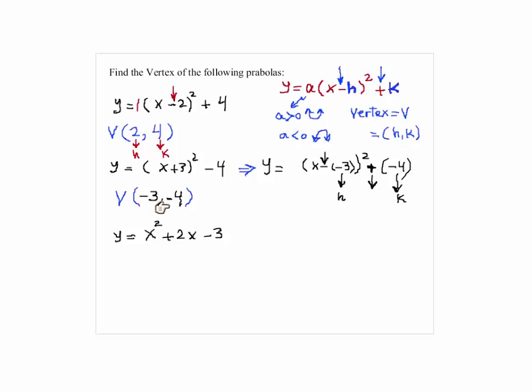Now, how do you find the vertex for the third one? Third one is not given to us in this format. So anybody can tell me what we're going to do with this? How are you going to find the vertex here?